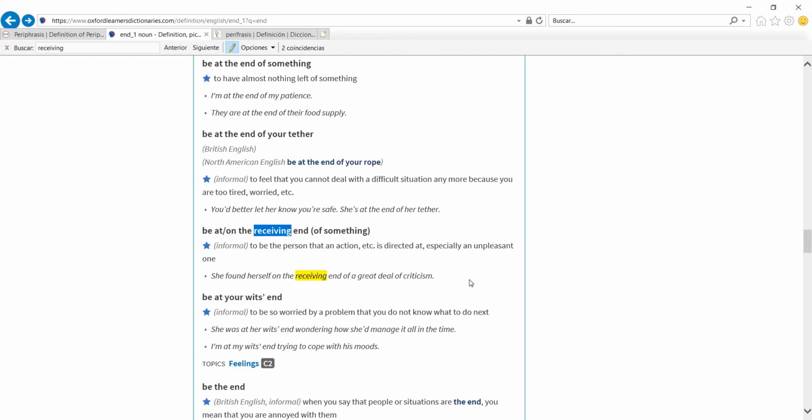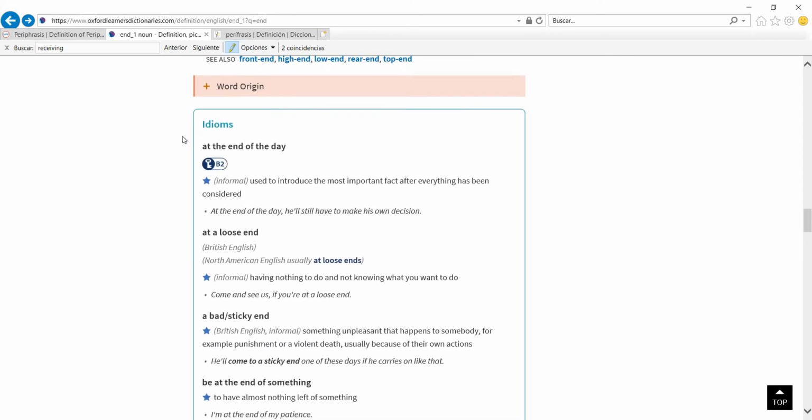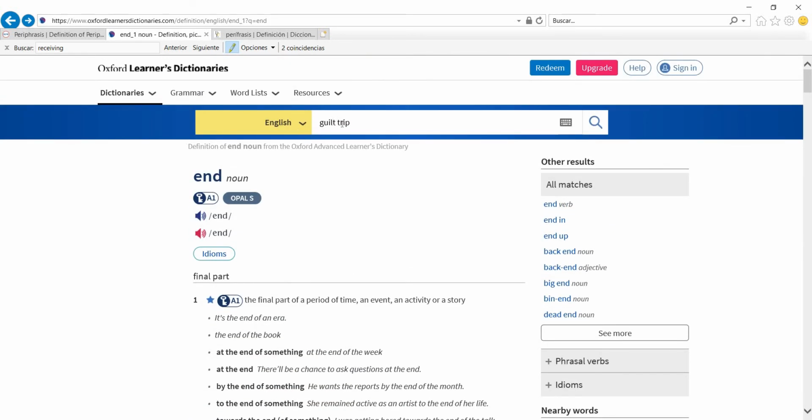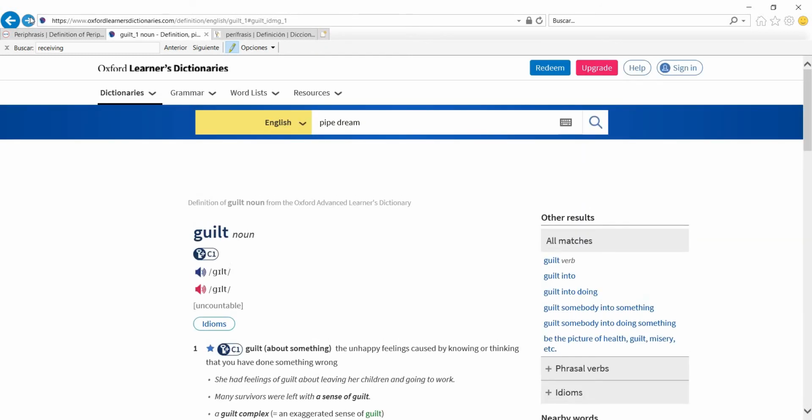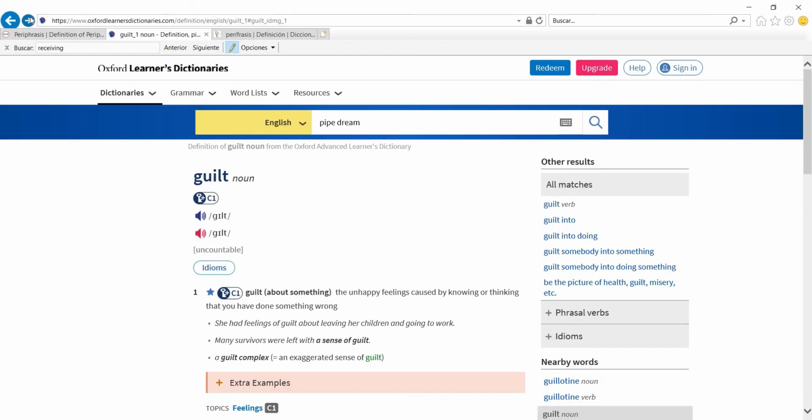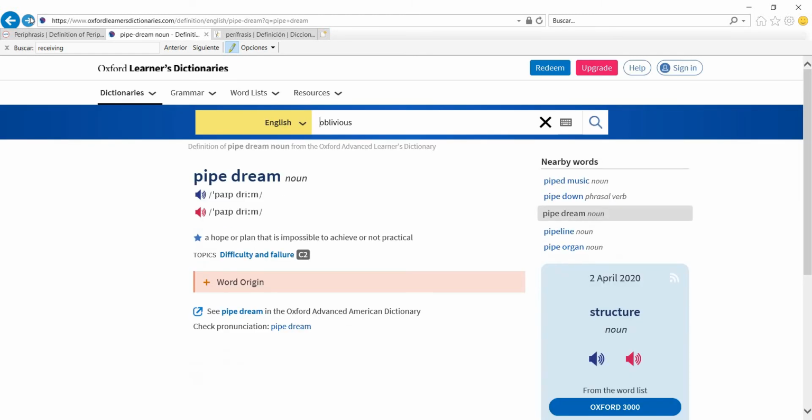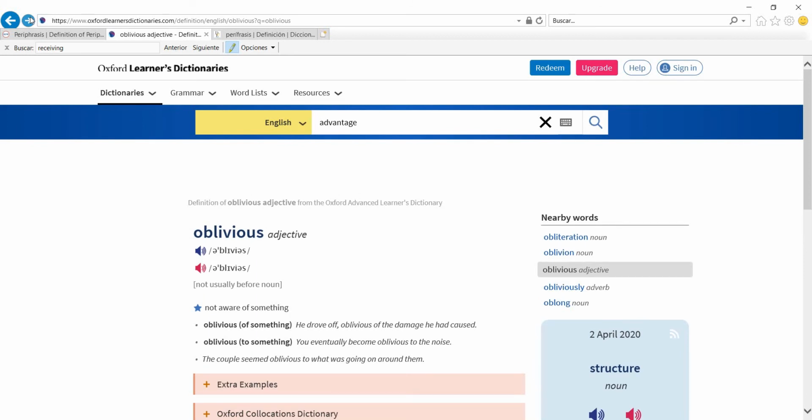Now, in this sense, also, I want us to go up, and this happens also with noun plus noun combinations, which we're going to see later, right? What is the guilt trip? Is it a trip in which guilt is involved? Is it a real trip? No. What is a pipe dream? Is it a dream in which there are pipes? No. And what is to be oblivious, right?